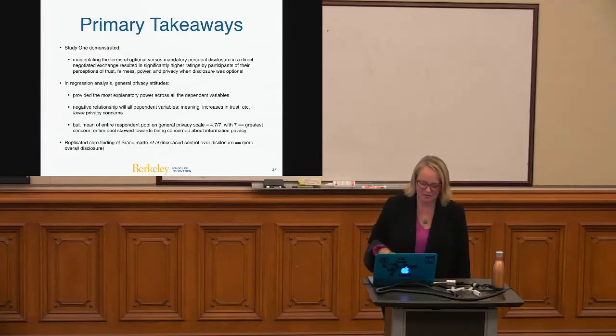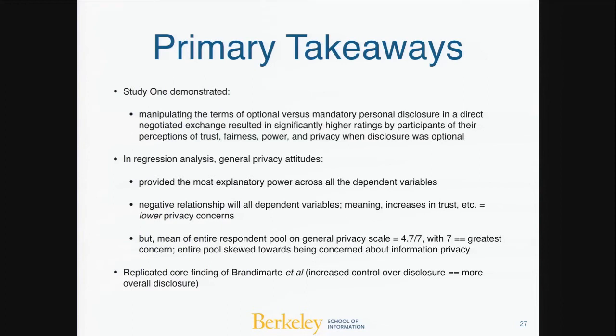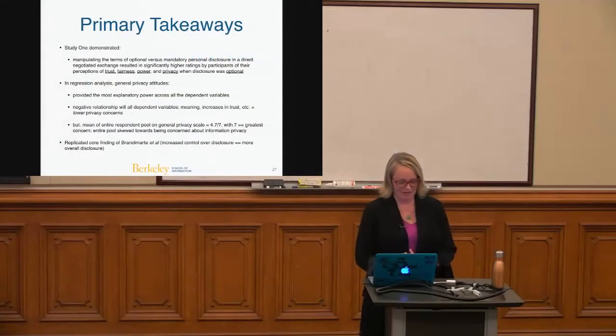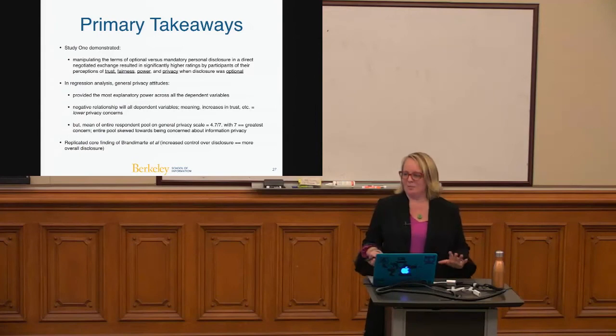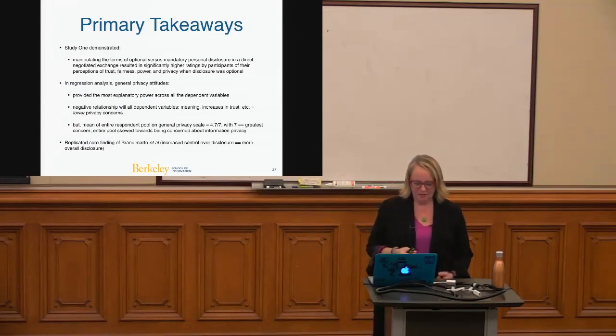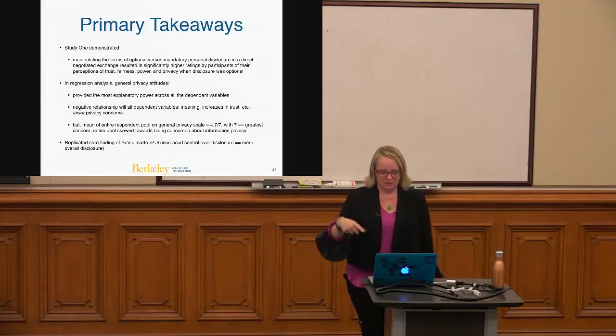Okay, so primary takeaways from the survey piece. Study 1 demonstrated that manipulating the terms of optional versus mandatory personal disclosure in a direct negotiated exchange did result in significantly higher ratings by participants of their perceptions of trust, fairness, power, and privacy when that disclosure was optional. In the regression analysis, what I found was that one's general attitudes towards privacy provided the most explanatory power across all the dependent variables. And it had a negative relationship, meaning that the more you trusted the company, or the more fair you thought the relationship was, the lower your privacy concerns actually were.